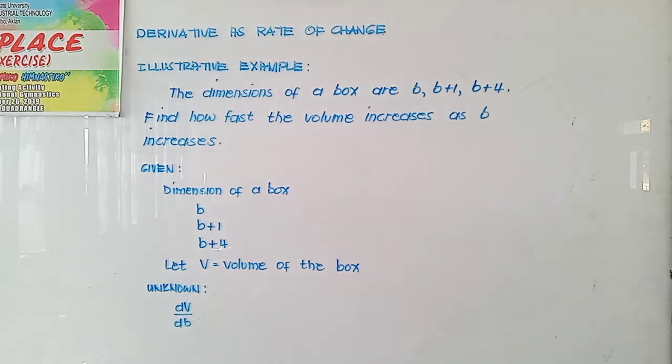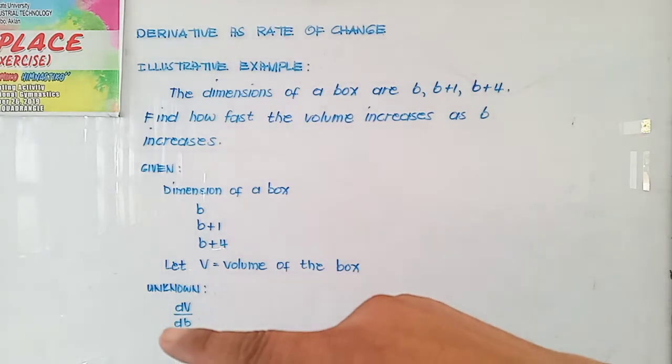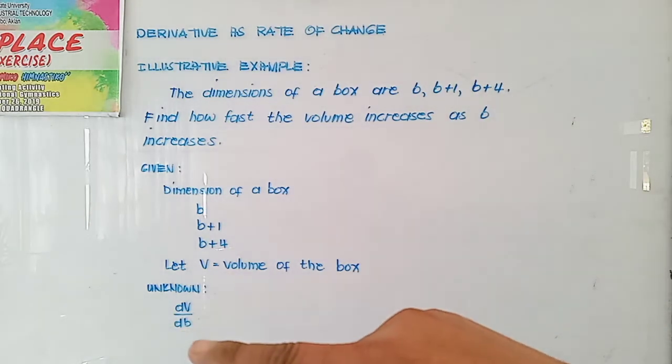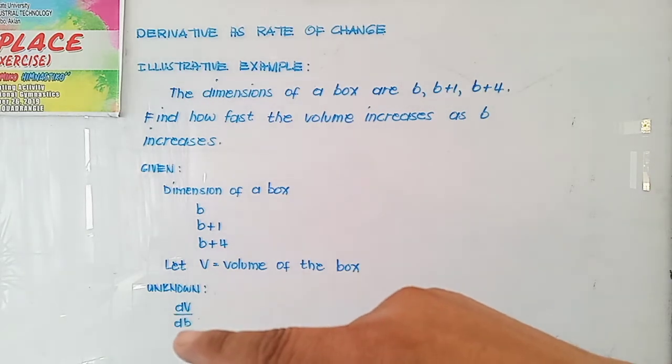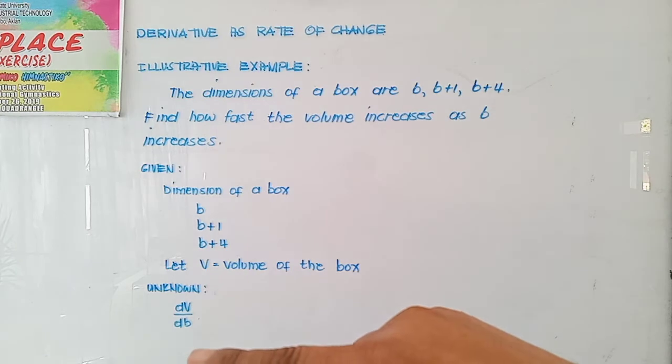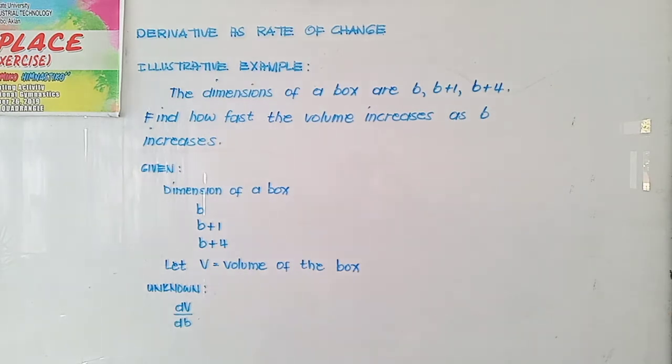And since we are looking for the relationship between the rate of change of volume with respect to B, we need to name our volume. And obviously, the best name would be V, no? Capital V. And with that, therefore, we are looking for the derivative of V with respect to B, meaning the rate of change of volume with respect to B. All right? So how are you going to start?